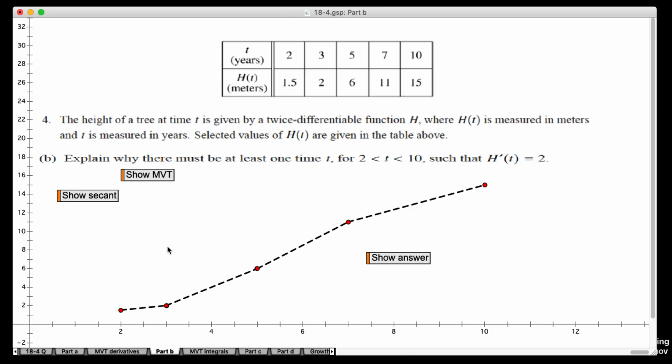So let's see how we apply this here. This is part B now. It says explain why there must be at least one time t on the interval from 2 to 10 such that the slope h prime of t is equal to 2. So they're saying, is there someplace in here where the slope is equal to 2?